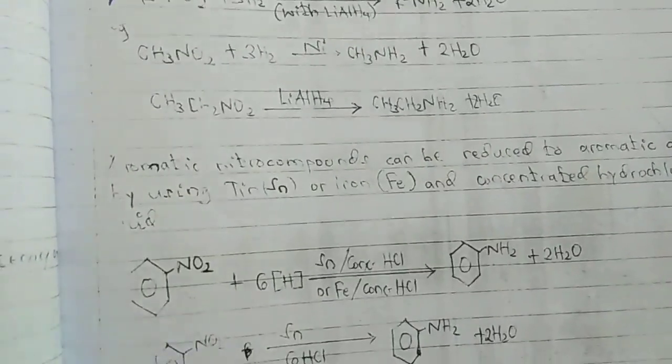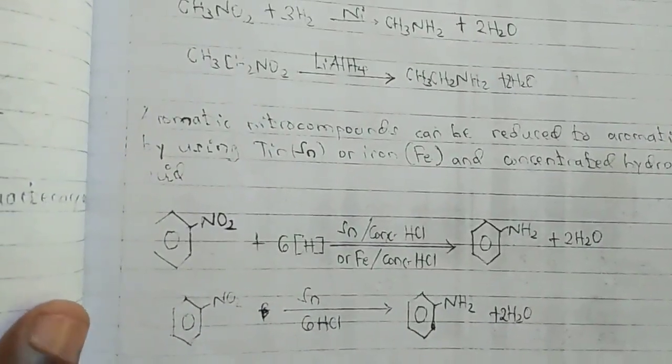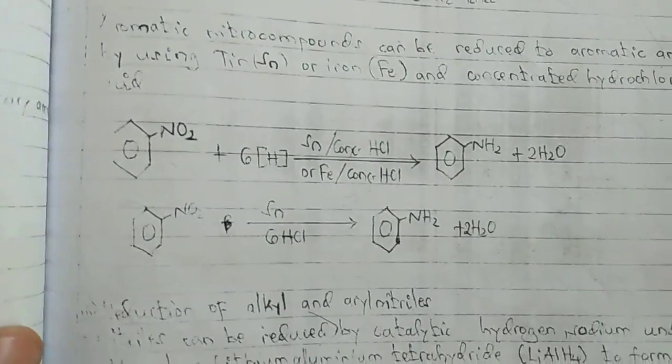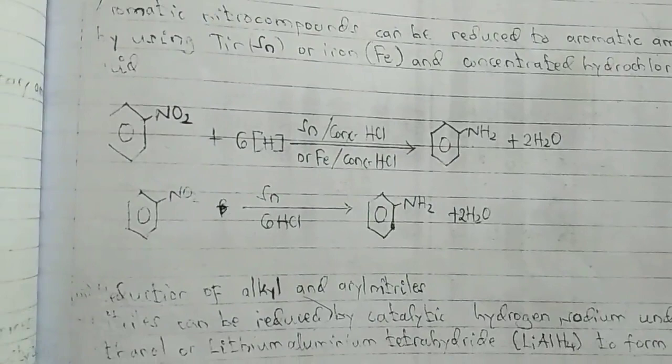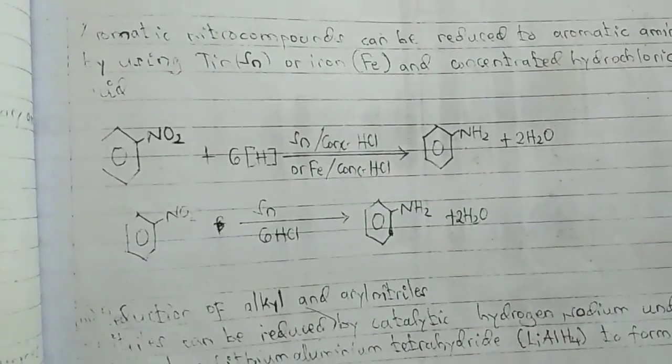Aromatic nitro compounds can be reduced to aromatic amine by using tin or iron and concentrated hydrochloric acid. So the conditions or the reagents of the reaction, they differ. However, that is the same reaction, but the conditions of the reaction differ in aromatic and aliphatic.